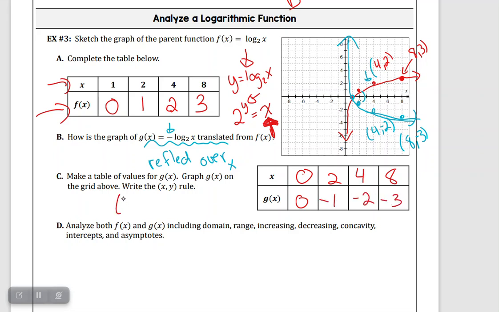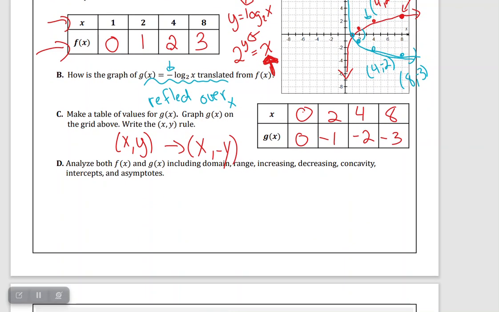So what would the rule be? Well, if the function is (x, y) for every point in f, then g of x would be reflecting every y value, so it would be (x, -y). It asks us to kind of analyze the two graphs.